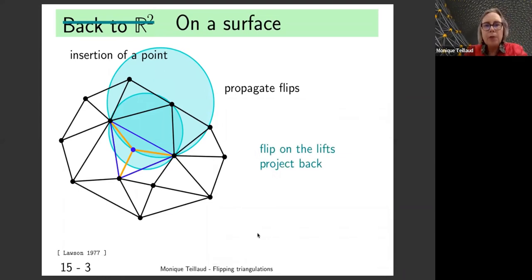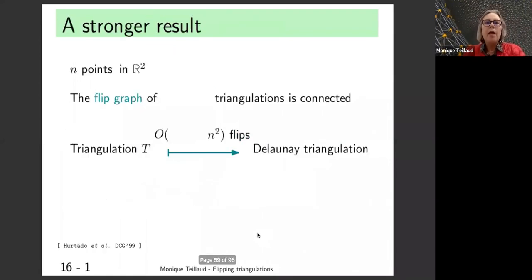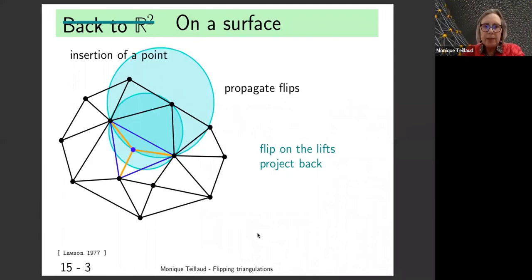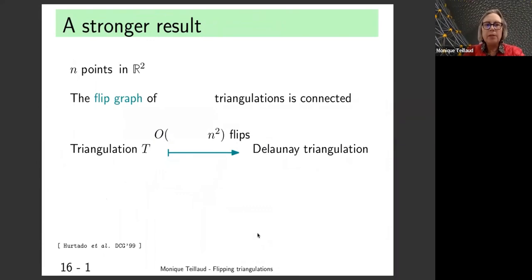And if we look at the surface, the idea is actually the same. Just to define it, we can define the flip on the lift in the universal covering. We lift two adjacent triangles, we lift the diagonal, and then we project back on the surface. So it works, but seen at this level of detail, it's really similar. But what I discussed so far is how to incrementally compute the Delaunay triangulation. And actually the result in the plane is stronger than that.